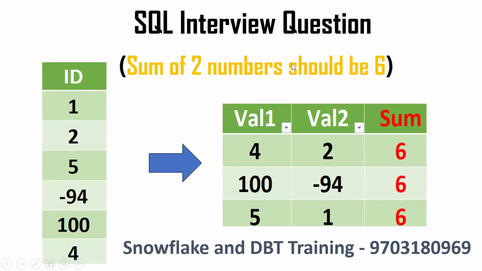So the sum of two numbers should be 6. See what happened? 1 plus 5 is 6. Same thing, 100 minus 94 is 6, and 4 plus 2 is 6. So they are giving input as a single table, and the requirement is that the sum of two numbers should be 6. Got the point? This is one of the questions frequently asked. We'll try the same thing.